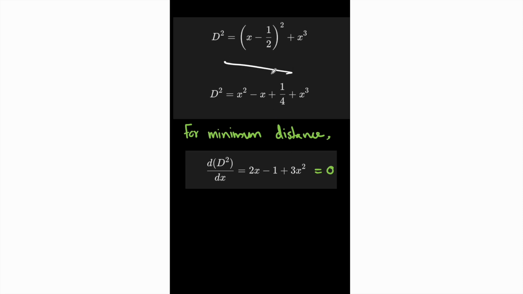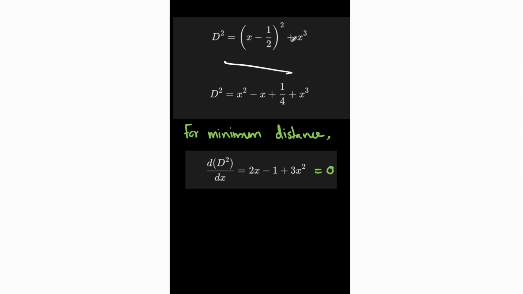So D square becomes x minus half the whole square plus x cubed. Let's expand this equation. D square becomes x square minus x plus 1 by 4 plus x cube. That is D square. When D is minimum, D square will also be minimum, right? So let's see when this D square will be minimum.